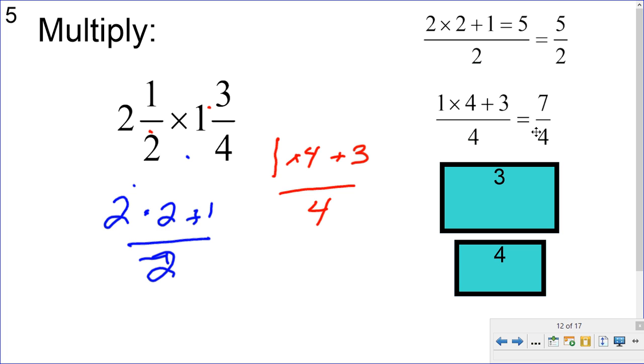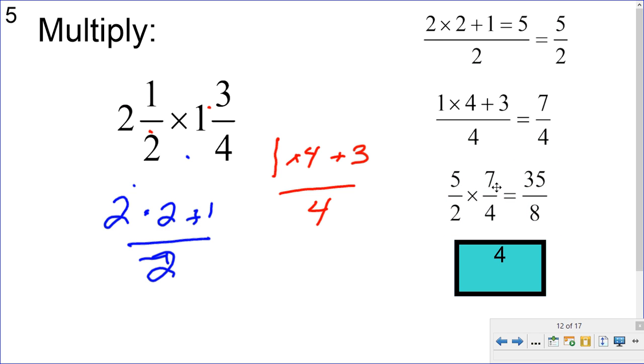So now that we have these mixed numbers turned into improper fractions, we're going to multiply the numerator times the numerator. So 5 times 7 is 35, and now we're going to multiply the denominators. 4 times 2 is 8. So our fraction is going to be 35 over 8.